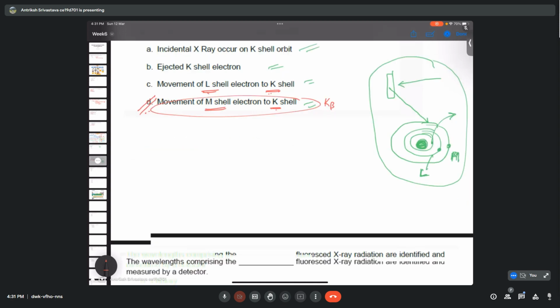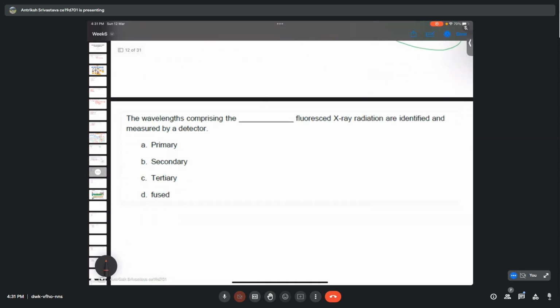Next. So let's see some more questions. So the wavelengths comprising the dash fluorescent X-ray radiation are identified and measured by a detector. So I have repeated this I think 2 to 3 times now. So basically this question is asking which X-ray is measured by the detector? Is it the X-ray that is generated from the anode, or is it the X-ray that is generated from the material? So this is a hint that I am giving with this line.